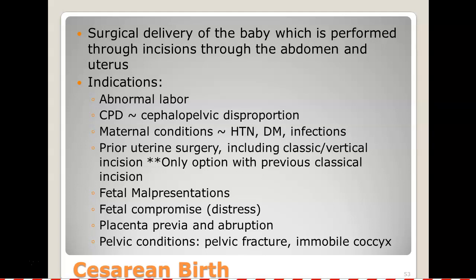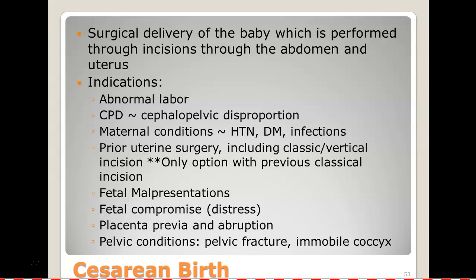So a lot of women who've had previous C-sections will just opt to have a repeat scheduled cesarean delivery because of that increased risk. However, if their previous C-section surgery included what we call a classical or vertical incision, they don't have an option. They have to have another C-section. They cannot labor with a classical previous incision. And I'll go over that here in a moment.